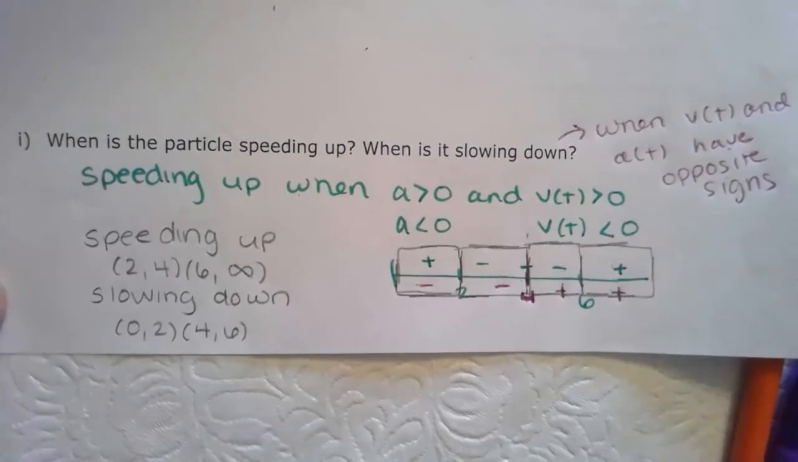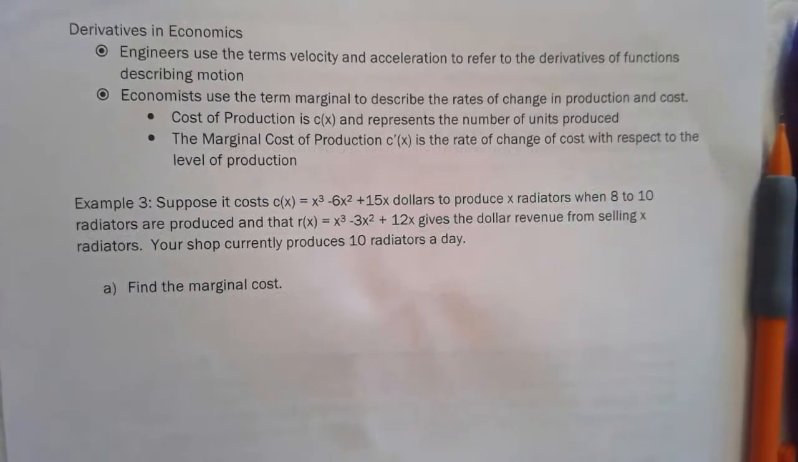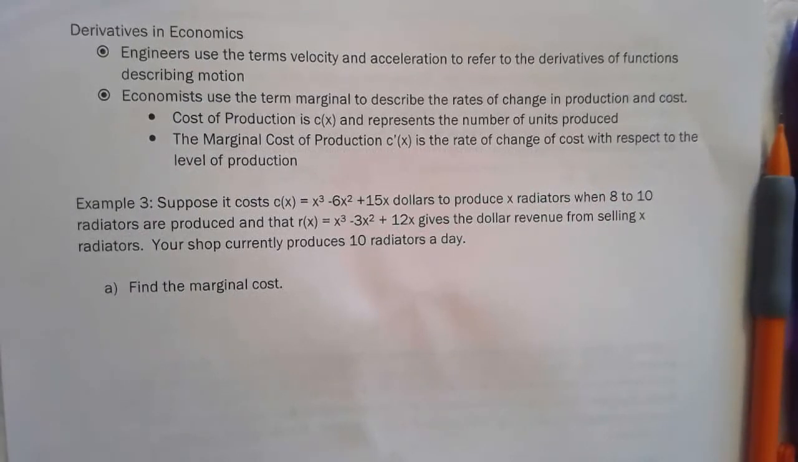The next thing I want to talk about for today is derivatives in economics. Engineers use the terms velocity and acceleration to talk about physical movement. In econ, we use terms like marginal to describe rates of change in production and cost. The word marginal is the calculus word for derivative in economics. So the cost of production is typically a C of X function. And then marginal cost would be the derivative of that cost function, or C prime.